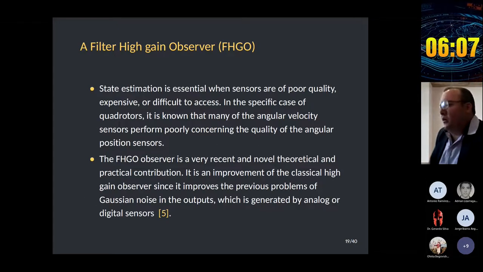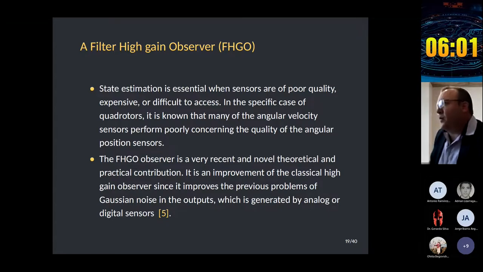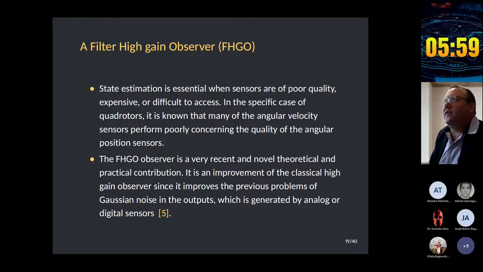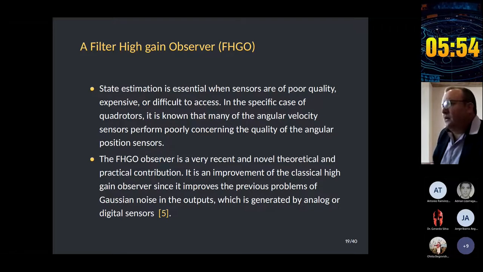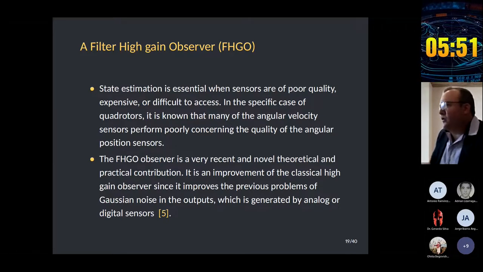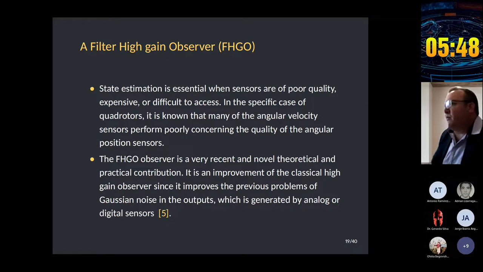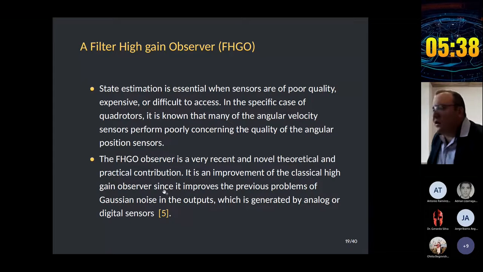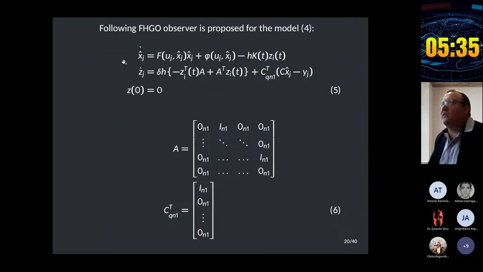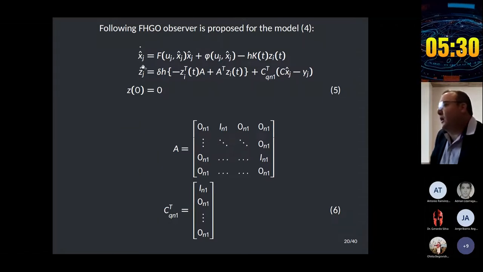With the above functions and model, we can propose the first filter high gain observer. The filter high gain observer, I repeat, is a very recent and novel theoretical and practical contribution. It is an improvement of the classical high gain observers, since it solves the previous problems of Gaussian noise in the outputs, which is generated by analog-digital sensors. This is the filter high gain observer. This is a nonlinear observer proposed.